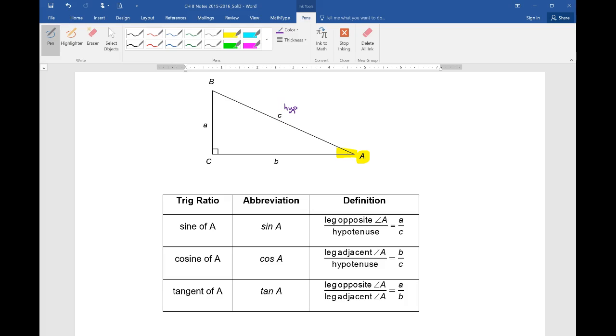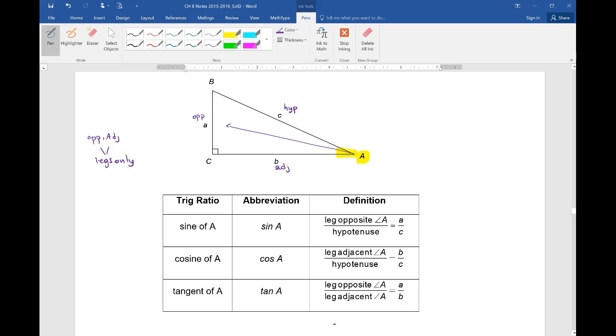Of the two legs, one of the legs is adjacent to A, and the other one is opposite to A. So, of a and b, which one is opposite angle A? Little a is opposite, right? So, this is called the opposite side. That means this is the adjacent side. All right, so opposite and adjacent are for the legs only, because the other one is the hypotenuse, and it's always the hypotenuse no matter which way you look at the triangle.